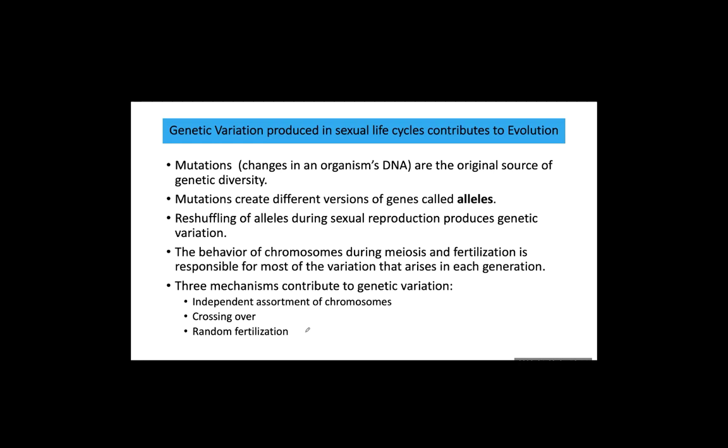Mutations create different versions of a gene called alleles. Allele, I introduced a little bit before. Allele is like, for example, this is a simile: maybe you have the gene for a red hat, but your brother has the gene for a blue hat. We call that allele. Both have a gene for hat, but your hat is red. Your brother's hat shows blue, but both stand for the gene for hat. We call that allele. Allele is a little bit like an isoform of the gene. Okay? A different version of the same gene. So reshuffling of alleles during sexual reproduction produces genetic variation.